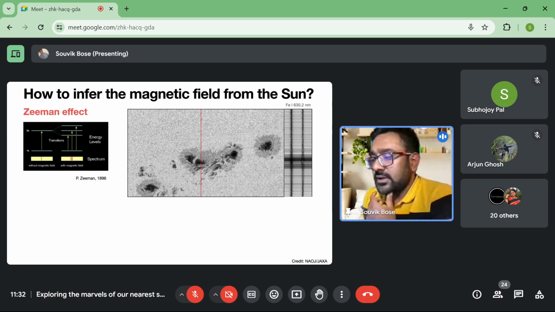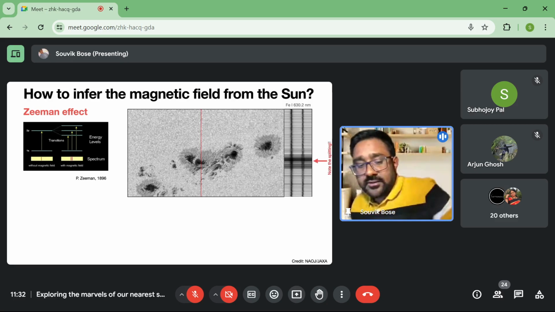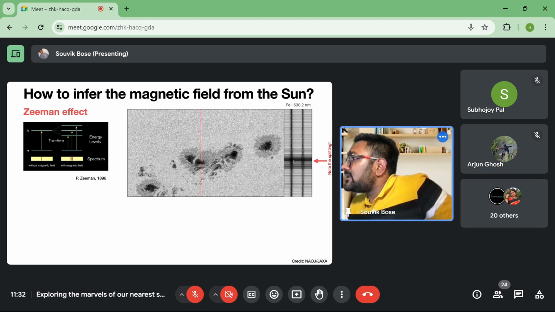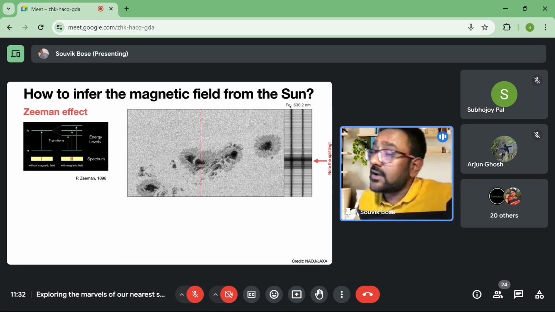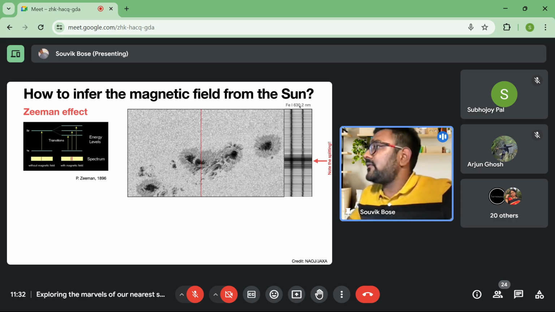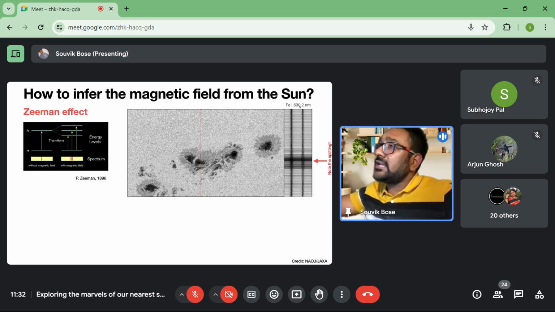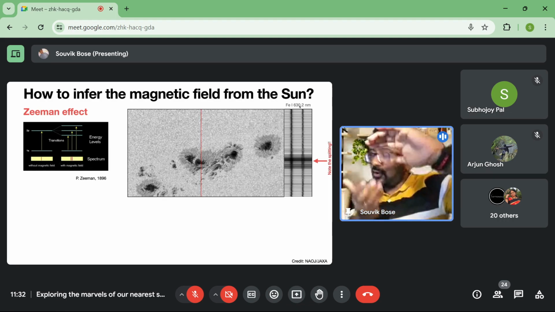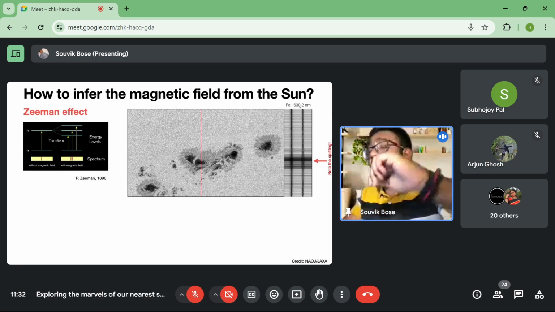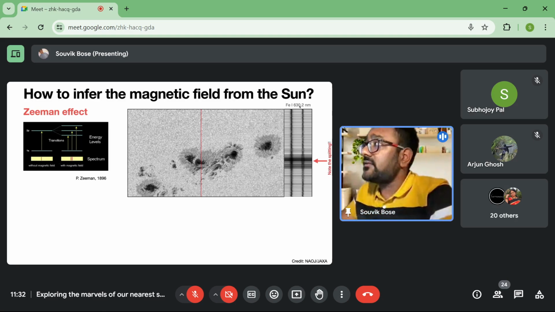Also note that these particular regions are split into multiple components, right? The splitting is not very obvious here. It depends upon the properties of the line. And by the way, this is the neutral iron line corresponding to this particular wavelength. You know from quantum mechanics that the energy is equal to hc by lambda, right? So for the energy difference between the upper level and the lower level, you have a corresponding frequency or wavelength.